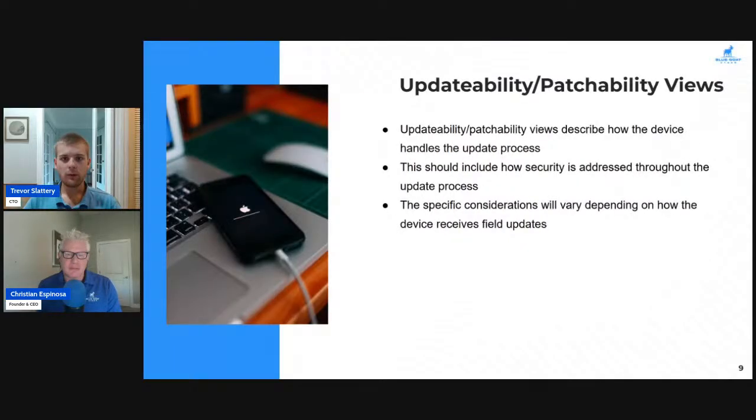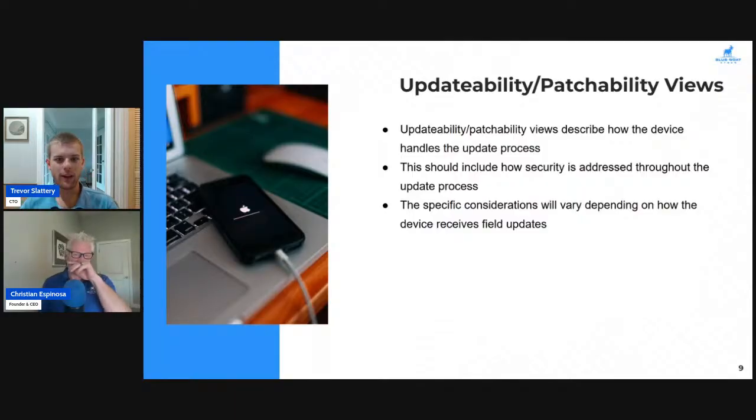All right. We can go ahead and jump into updatability and patchability views. Now, I always think it's funny whenever I write updatability, I'm not sure that's actually a word. It always triggers all of my spell checkers to say like, hey, you need to rewrite that. So the FDA made it up. Exactly. Maybe it's an FDA made up word.